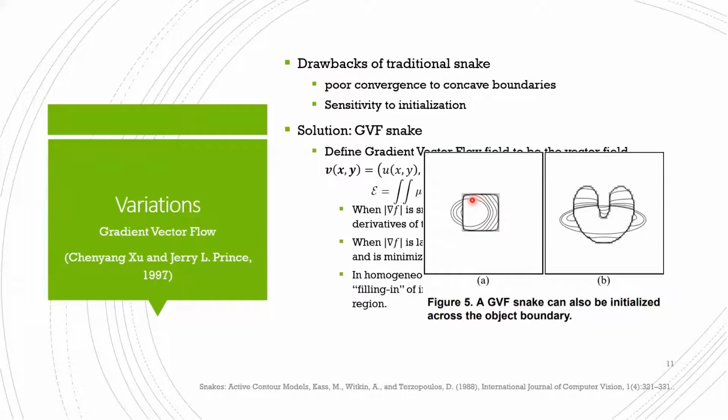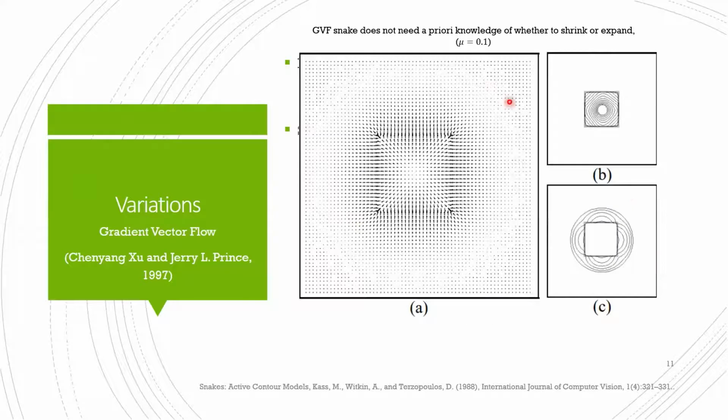Even if we initialize the snake in a way that it is expanding, with some portion of it outside the image and some portion inside the image, still it is able to track it, like you see here. Also, it's not necessary to have prior knowledge whether the snake should swing or not. If we initialize it like this, then it will expand. If we initialize like this, it is shrinking.